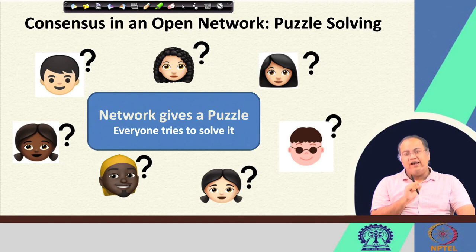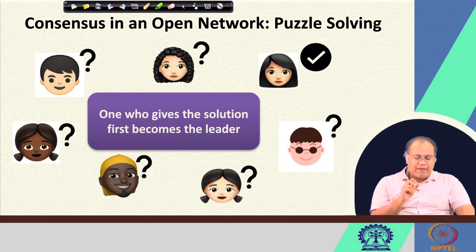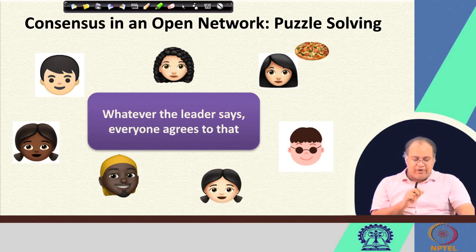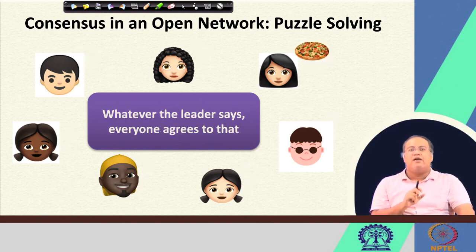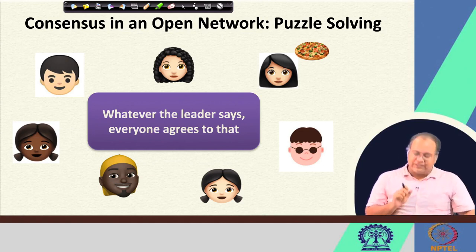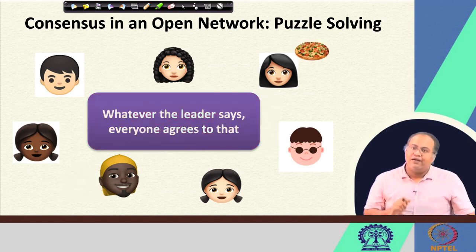But here comes an interesting primitive again. As I have mentioned, the puzzle needs to be really hard, but at the same time I need to ensure that one person is going to solve the puzzle, and the person who solves the puzzle becomes the leader, and the decision that the leader makes, everyone agrees to. And as I have mentioned, the puzzle needs to be very difficult.